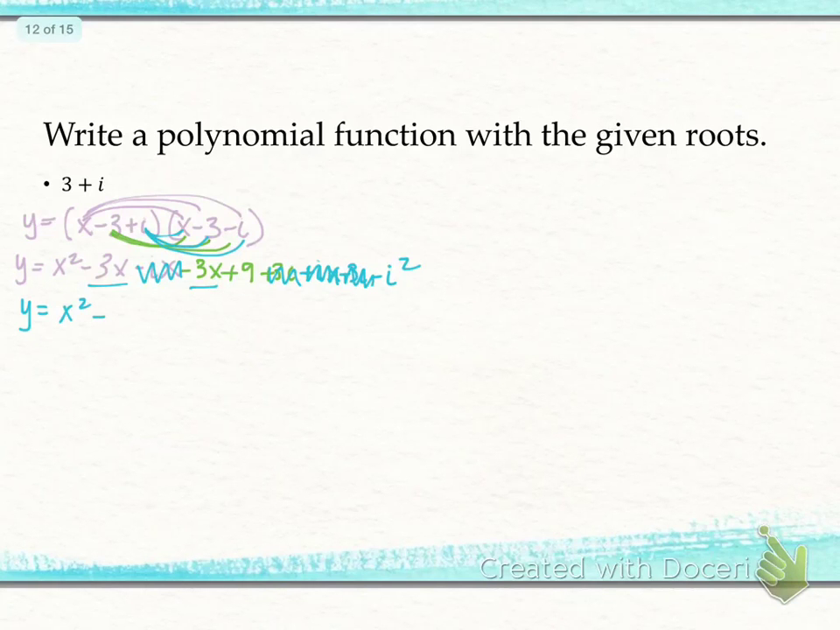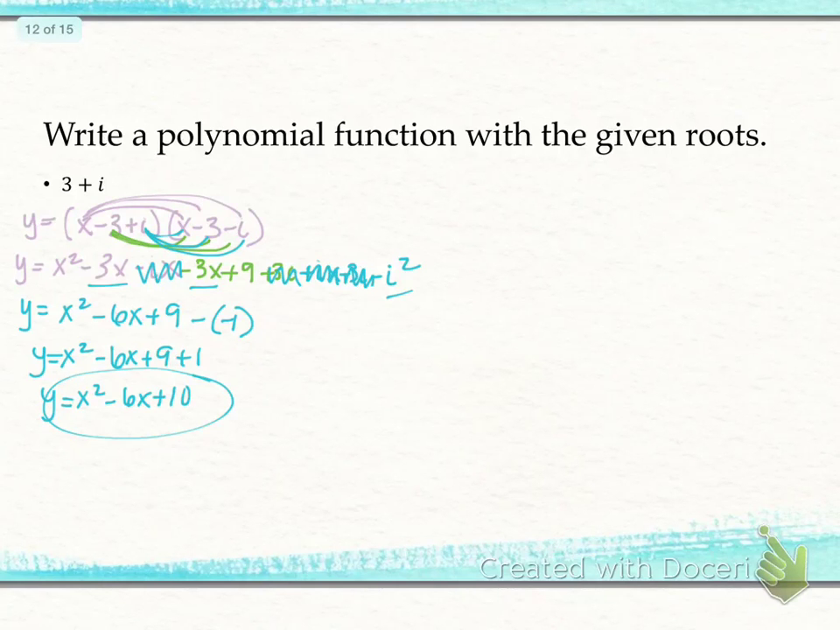Negative 3x minus 3x is negative 6x plus 9. I can change my i squared to a -1, which will change to a +1. So when we add it, we get y equals x squared minus 6x plus 10. And it's in standard form, highest exponent to lowest.